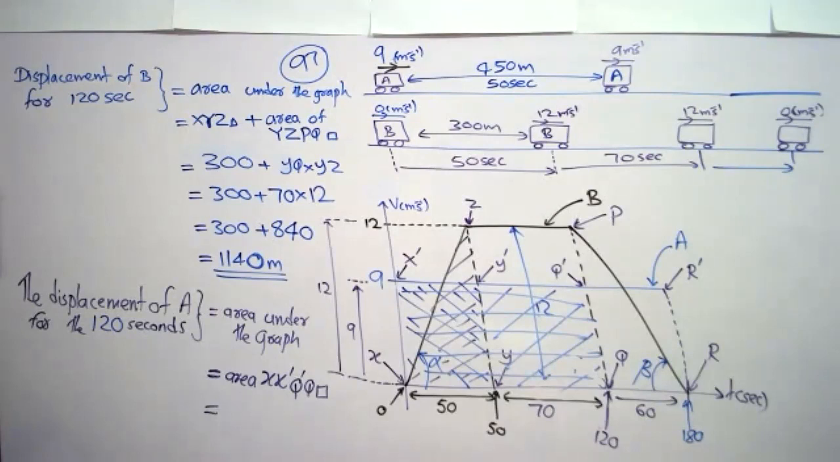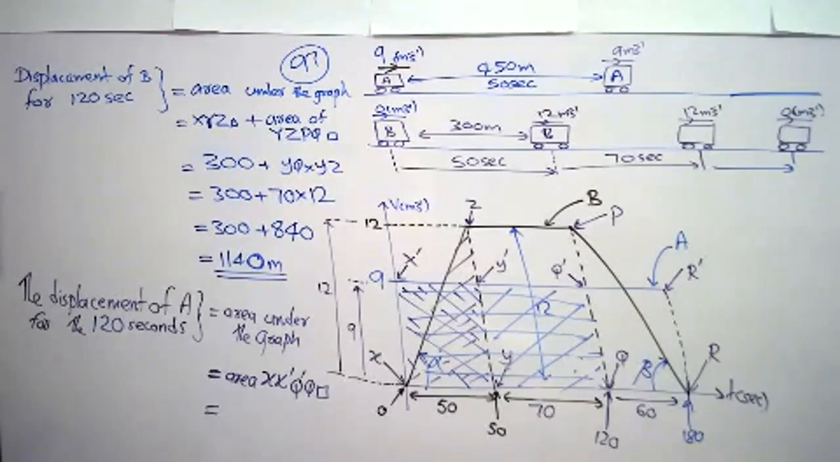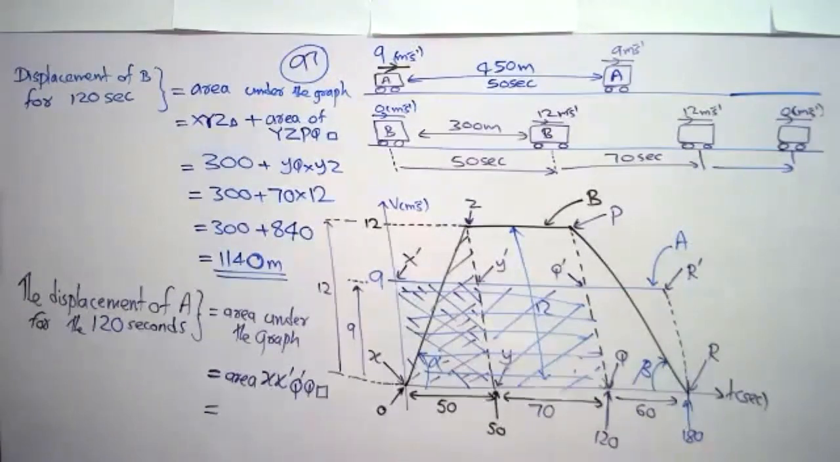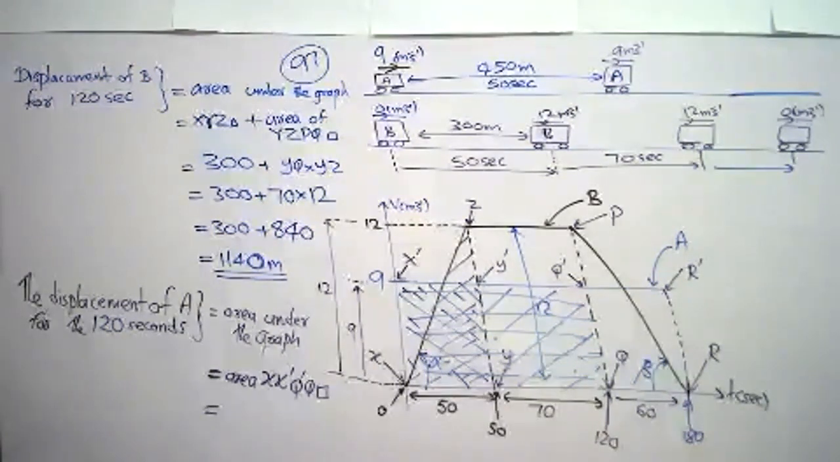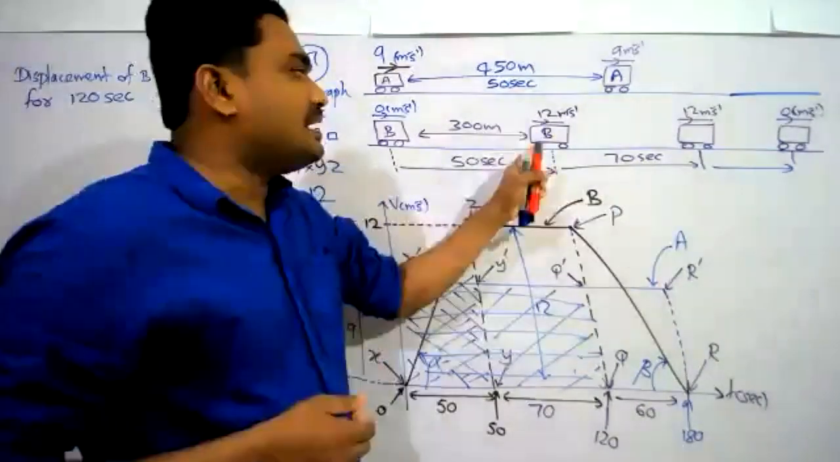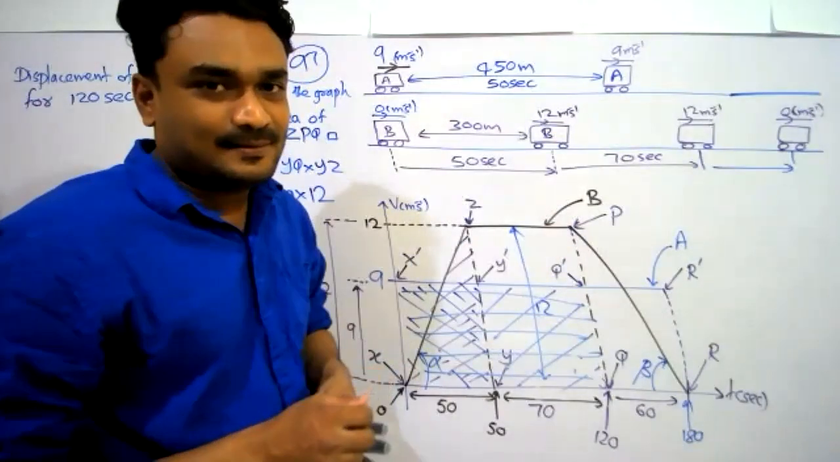Who tried to answer this question at home, dear? Who tried this question at home? Right. It's not easy to find the time that vehicle B overtakes A. You cannot find it that easily. At once, you can't find the time that B overtakes A, right?